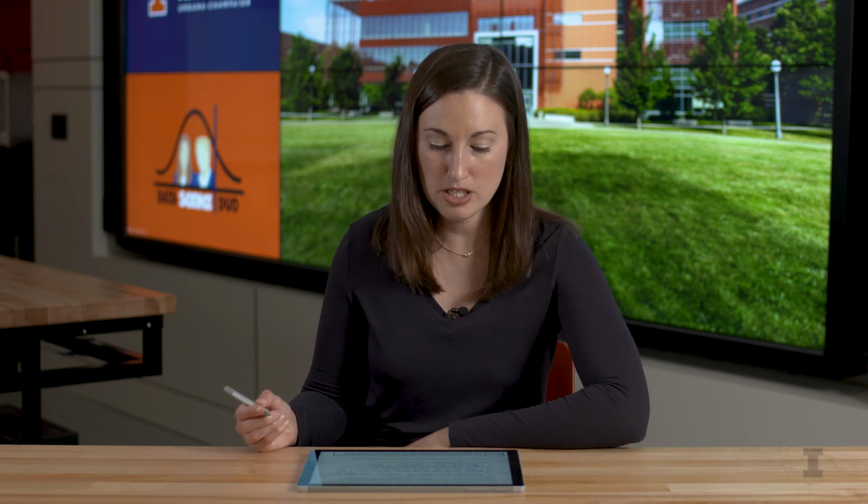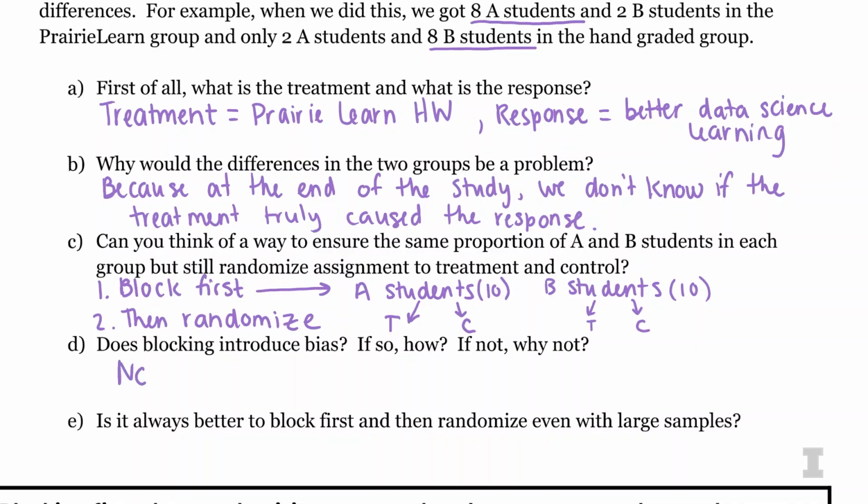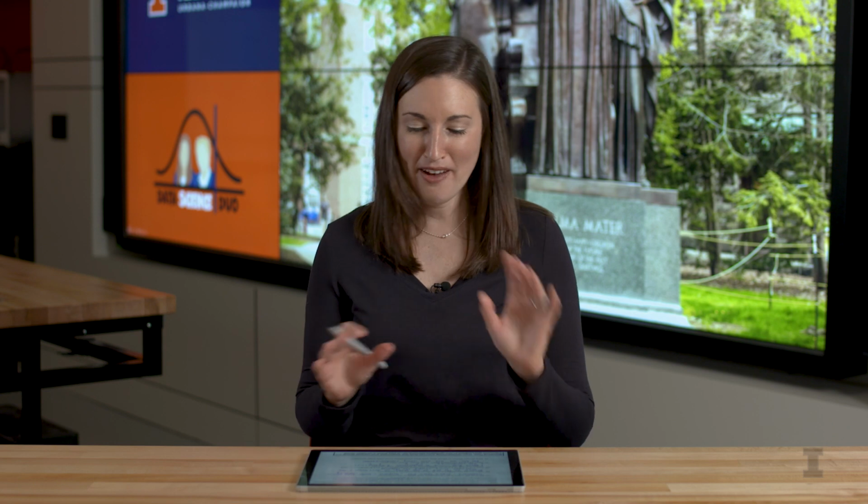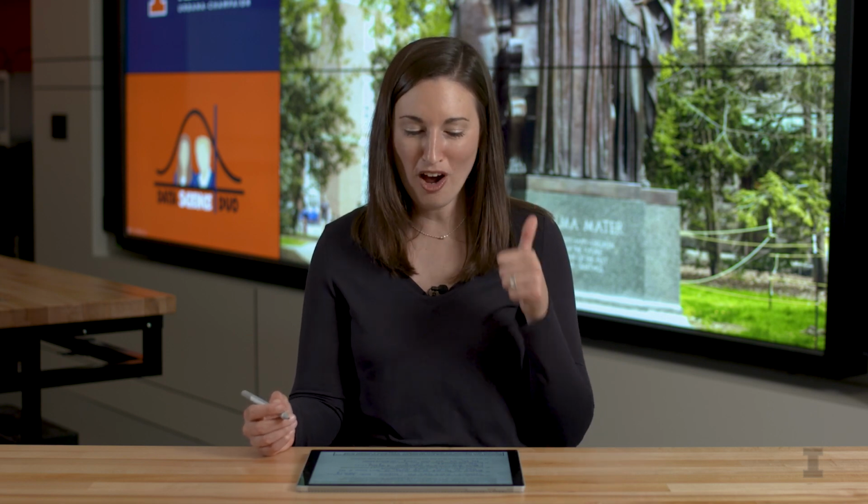So I'm going to say, does blocking introduce bias? No. It says, if so, how? If not, why not? And so I'm going to say no, because we are still randomizing. If the researcher just blocked, if they divided the subjects into A and B students, and then just put half of them in treatment and half in control based on what they wanted to do and didn't use a random method, then sure, that could introduce bias. But because we are ending with randomization, we are good.